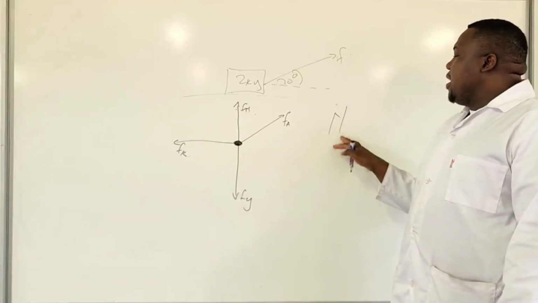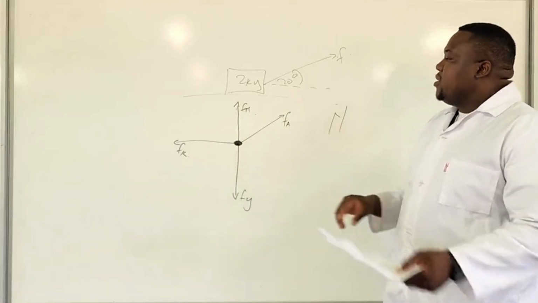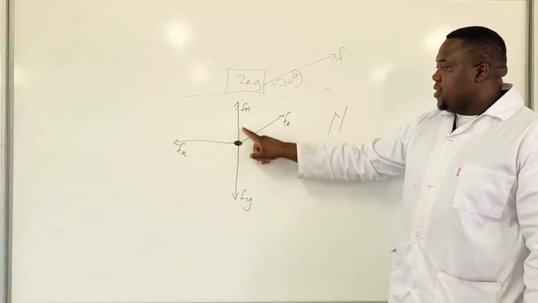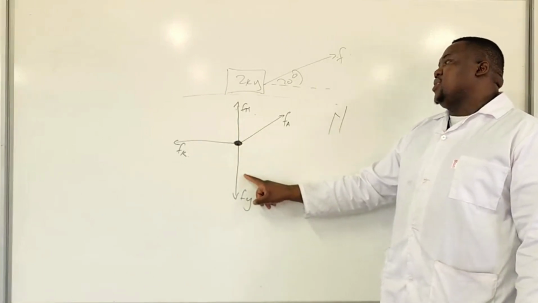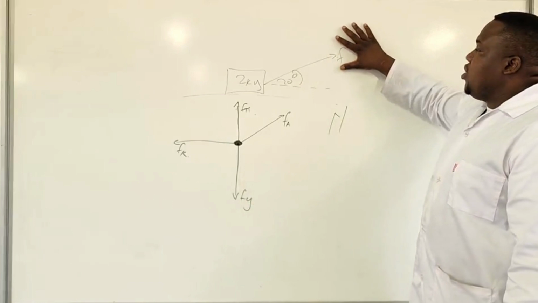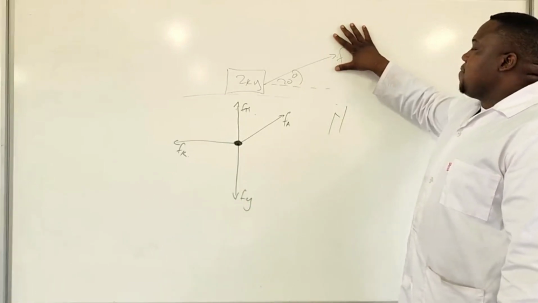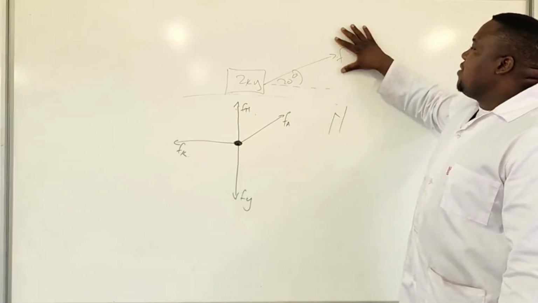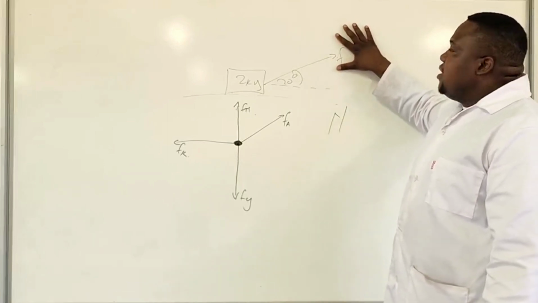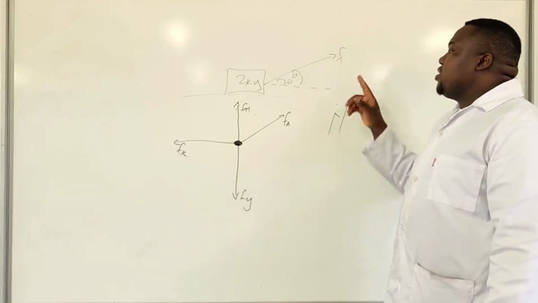Focus on forces that are acting vertical. What are those forces that are acting vertical? The first one is normal force, the second one is gravitational force, the third one is the component of force F. But because we do not have the magnitude of force F, we won't be able to calculate the component of force F.